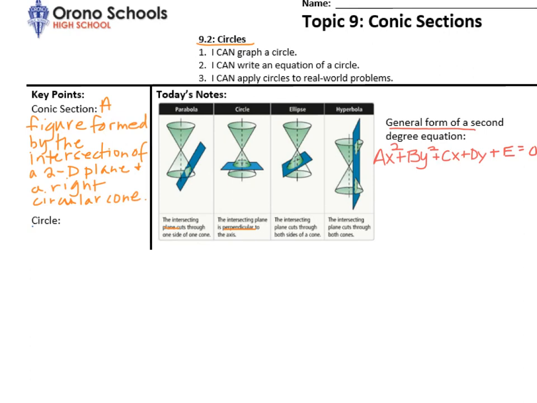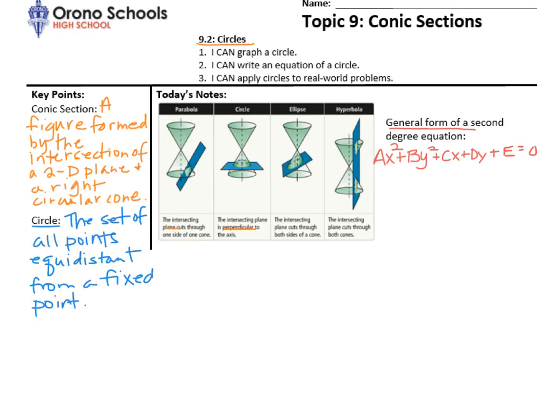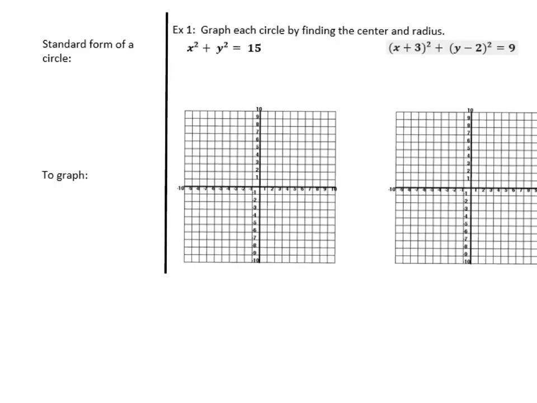Let's start with circle for new ones in topic 9. A circle is the set of all points equidistant from a fixed point. And notice, like we said before, it's perpendicular to the base or the axis, so it forms a perfectly circular shape. The standard form for the equation of a circle has two parts. It depends on if your center is right at the origin of the graph or if it's translated into one of the four quadrants.